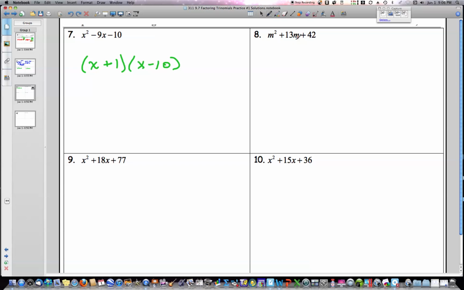M squared plus 13m plus 42. 7 times 6 is 42. 7 plus 6 is 13. So this solution is m plus 7 times m plus 6.